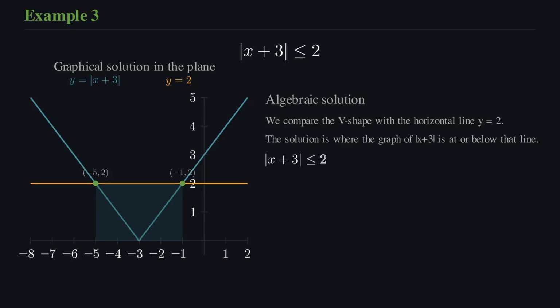inequality negative 2 less than or equal to x plus 3 less than or equal to 2. Subtract 3 from all three parts. We obtain negative 5 less than or equal to x less than or equal to negative 1. So the algebraic interval matches exactly the region we shaded between the two graphs.